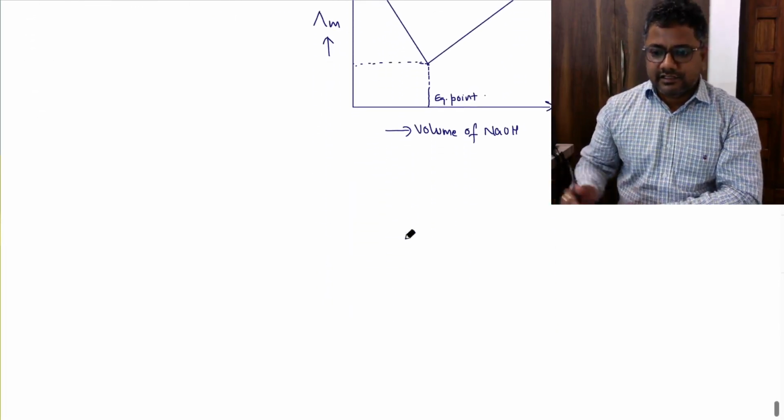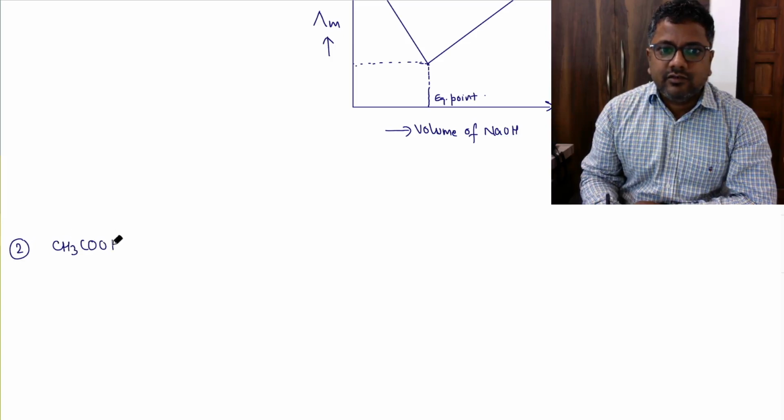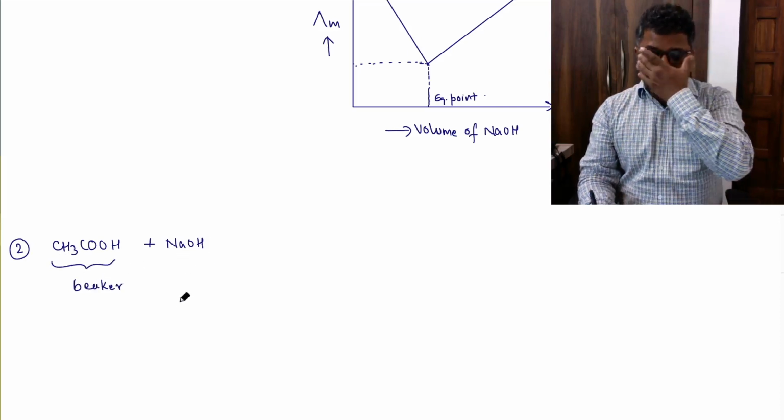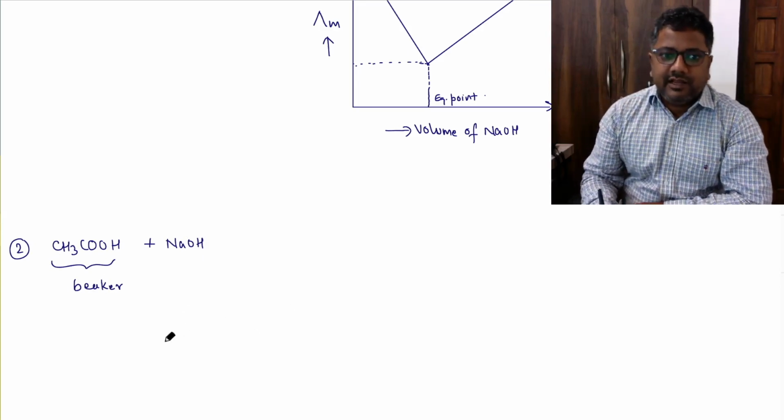Now the second case, if we take acetic acid, CH3COOH plus NaOH. So this is in the beaker, and this is in the burette. Now see what will happen, which type of graph we will get.